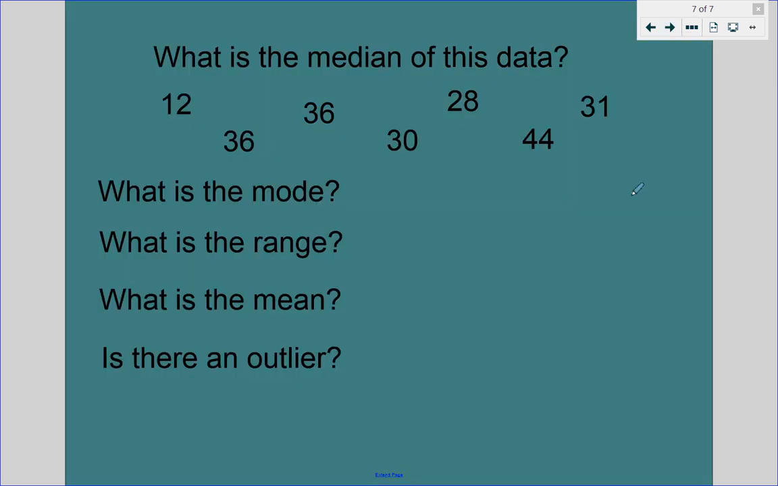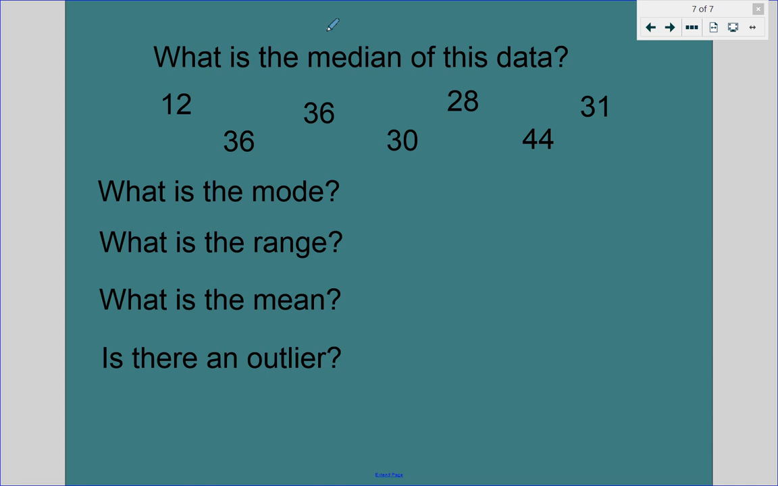Okay, but we're going to practice. We're going to go through, we're going to do each one of the types of things here, and then be done with our lesson for today. All right, so what is the median of the data? Median is that middle number. That's the first thing I need to do with my data. Hopefully you just answered, put them in order from least to greatest.